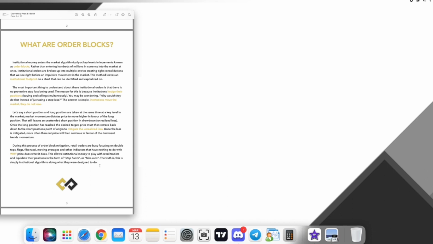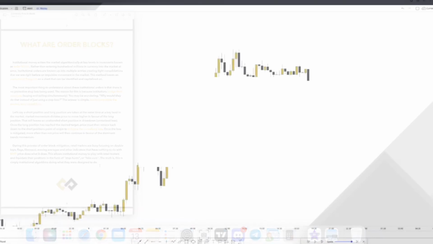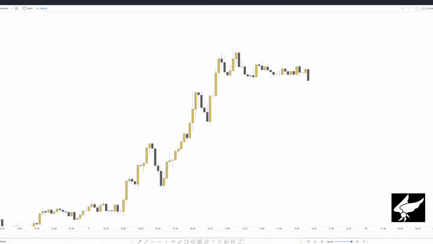So now that we've gone over that introductory breakdown of what order blocks actually are, let's dive into the charts to go over some examples of how to identify them and how to use them in our trading. All right, so we're taking a look at Euro USD and we're currently on the 15-minute time frame. Now we're going to go over some examples of order blocks here and how to utilize them in our trading.